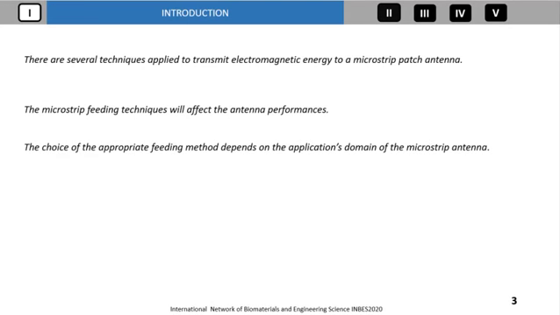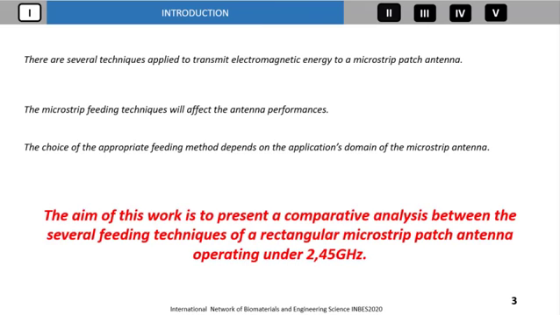The transmission of electromagnetic energy to a microstrip patch antenna can be done by different techniques, and this technique will affect the antenna performances. Then, the choice of the appropriate feeding method depends on the application's domain of the microstrip antenna. The aim of this work is to present a comparative analysis between the several feeding techniques of a rectangular microstrip patch antenna operating under 2.45 GHz.